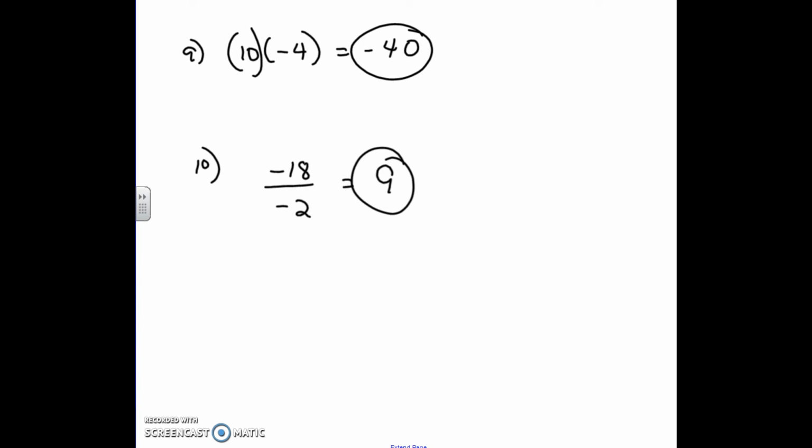One more time. If you're multiplying or dividing with positive and negative numbers, if the signs are alike, if they're the same sign, your answer is positive. If the signs are different, your answer is negative.